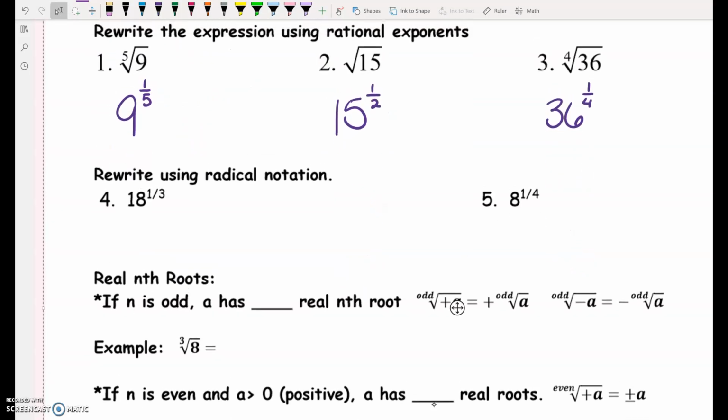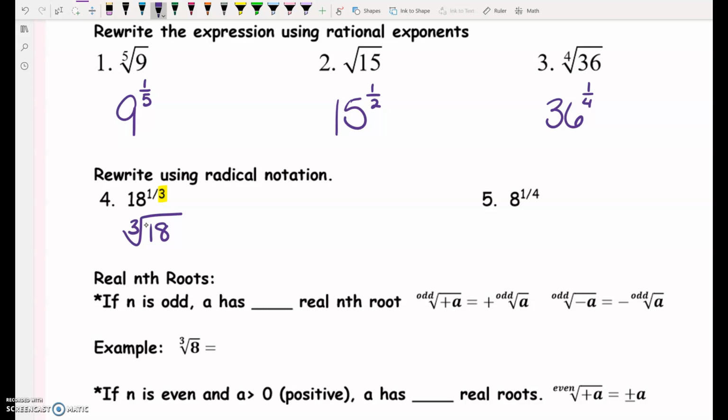Okay, if we write it from radical to rational, now we need to go from rational to radical. So 18 raised to the 1/3. The bottom part of that fraction is going to be the index. So this is going to be the third root. It would help if I could change back to a pen, please. So the third root of 18.